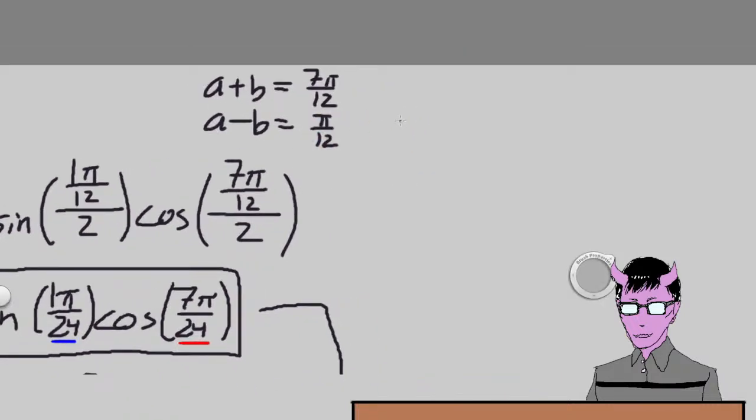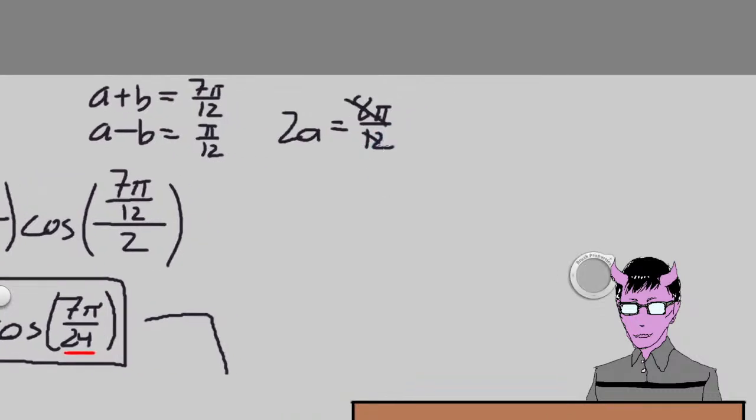And then, so 2a is equal to that one. So that's 8 pi over 12. So that's just going to be 2 pi over 3. So divide by 2, divide by 2. So a is therefore pi over 3.